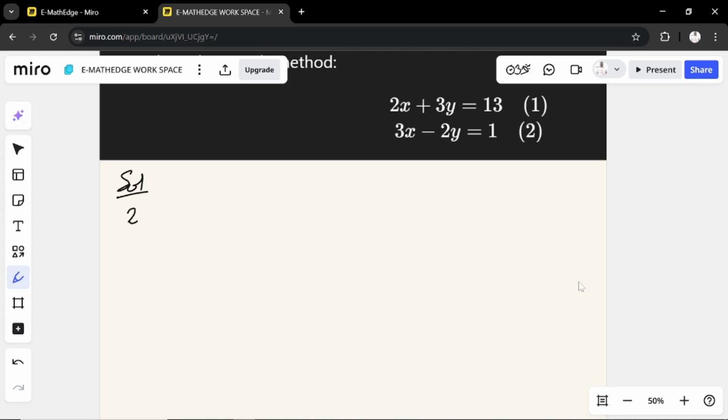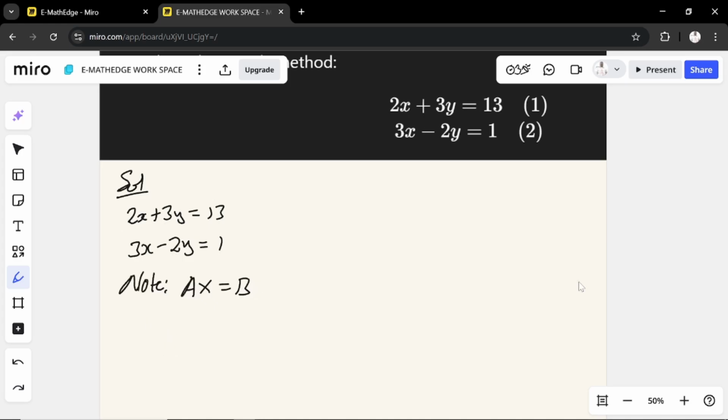First, let's write out the equations: 2x plus 3y equals 13, and equation 2, which is 3x minus 2y equals 1. Note that AX equals B is a formula for solving simultaneous linear equations using matrix method, where A is a matrix containing the coefficients of these expressions, which is 2, 3, 3, and minus 2.